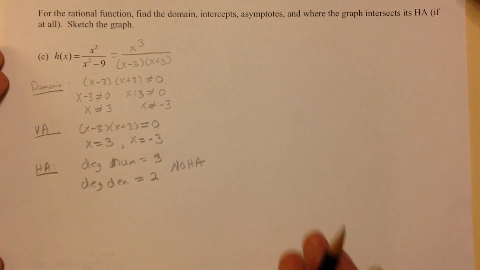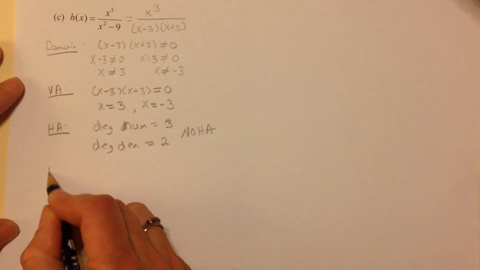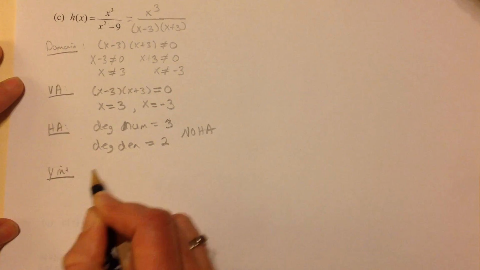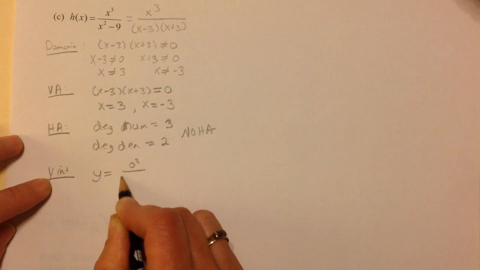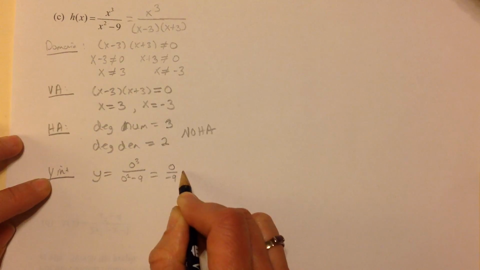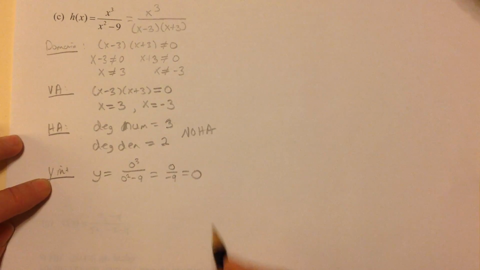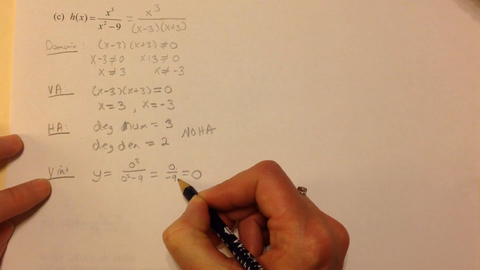Okay, intercepts. X and y intercepts we have left to find. Let me do the y-intercept first. So for the y-intercept, we plug in 0 for x, so we'll have 0 cubed over 0 squared minus 9, which is just 0 over negative 9, and that of course is 0. 0 in a numerator is fine, it's 0 in a denominator that's a problem.